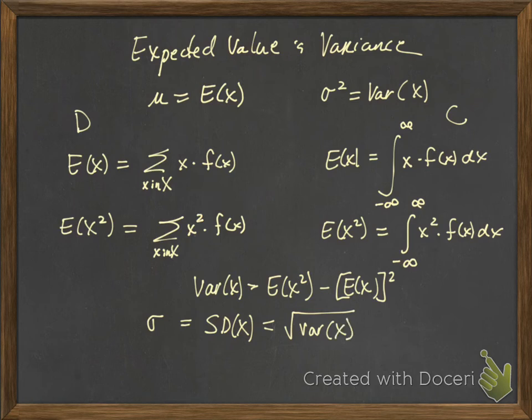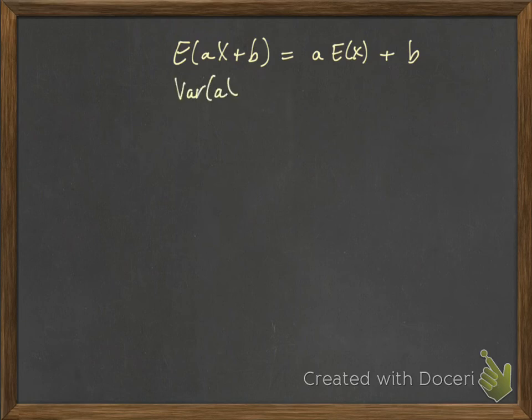Lastly, let's talk a little bit about the linearity of the expected value. If we have the expected value of a linear transformation of a random variable x, we know the constant comes out, and we can pull out the constant, plus b. It is not the same for the variance of a linear transformation. It's just a squared times the variance of x. So remember, the plus b has no effect.